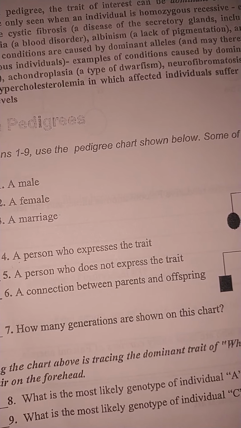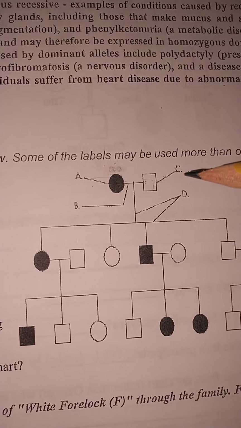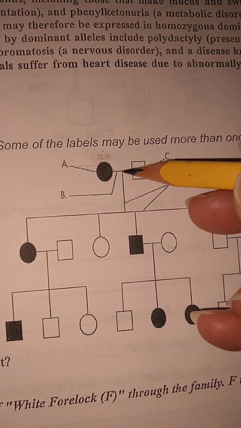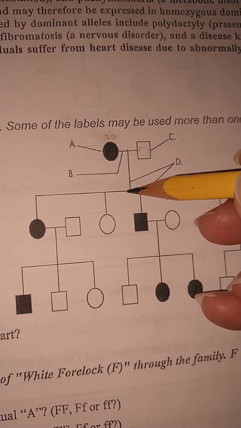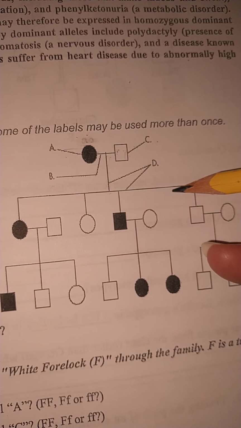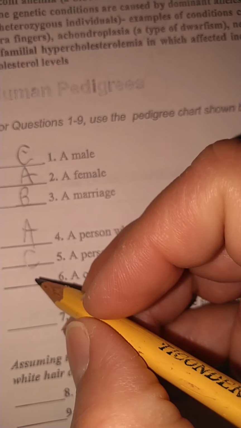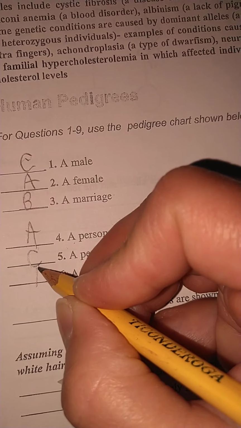A connection between parent and offspring. So parent and offspring. Okay. This was the marriage between the parents, and then out of that marriage comes these offspring. So D is the line that goes down and then across to the siblings. So D would be the offspring.